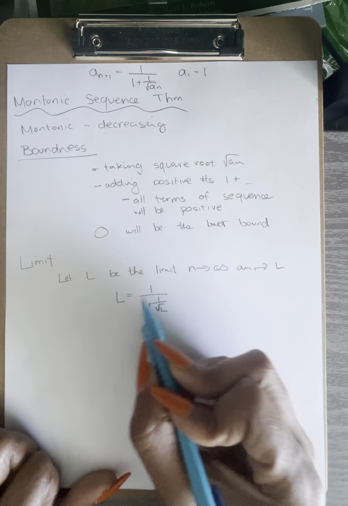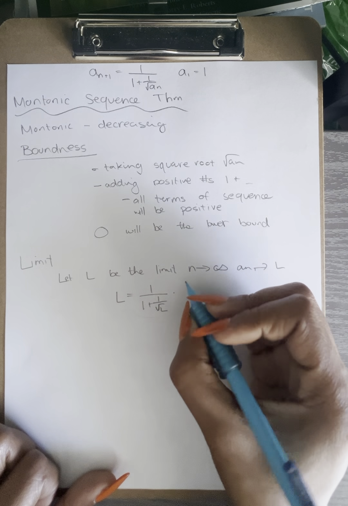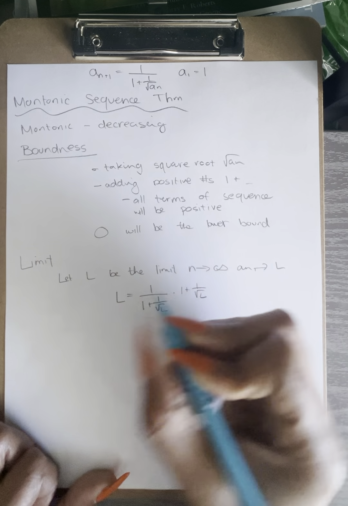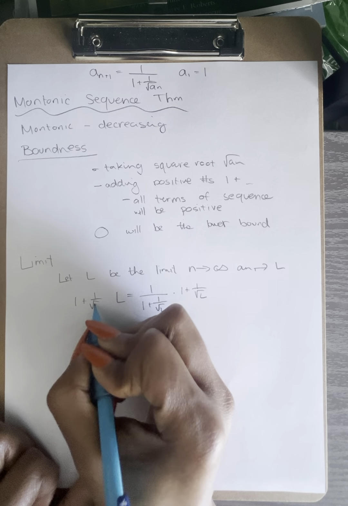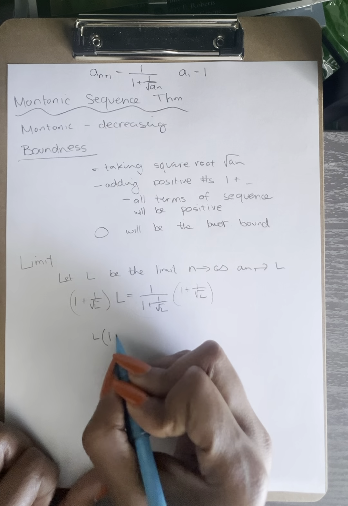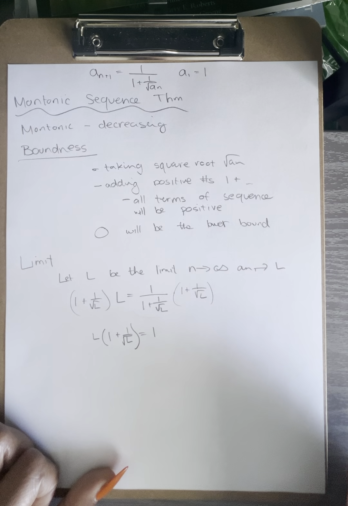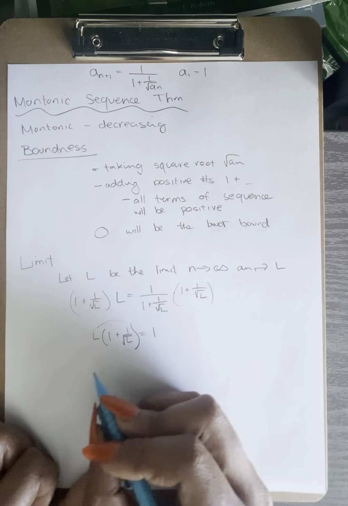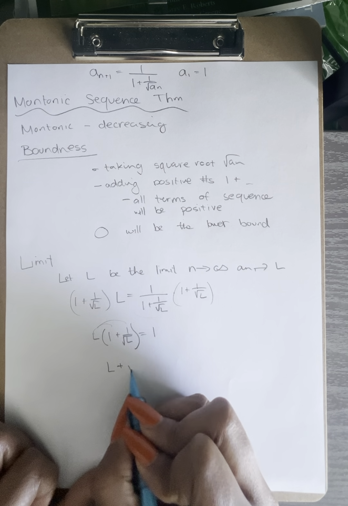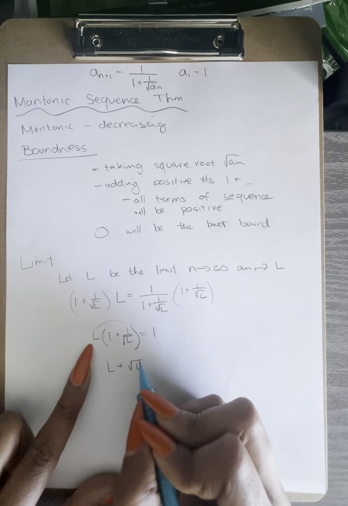So I'm going to first try to get rid of everything in my denominator by multiplying it on both sides. So let's see, 1 plus 1 over root L, 1 plus 1 over root L. Those cancel out. I'm left with L times 1 plus 1 over root L is equal to 1. Let's go ahead and distribute the L to give me something like L plus root L, if I wanted to rationalize the denominator in the same step.